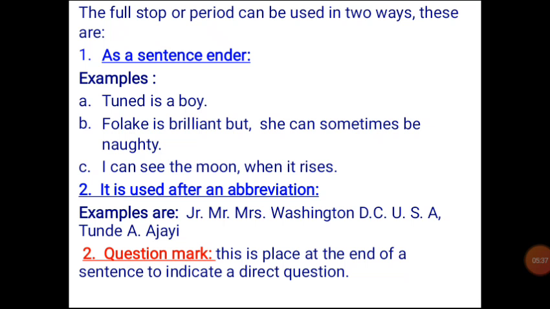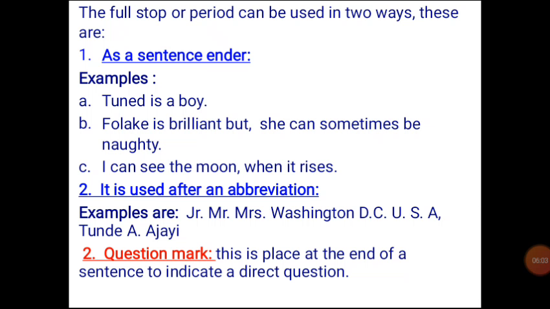Then you have to put a full stop to show that it is an abbreviation of the word junior. So we have a lot of examples here. We have JR, which is a representation of junior. We have MR with a full stop, which is Mr. We have MRS, which is Mrs. Then you put a full stop after it to indicate that it is an abbreviation of a particular word.